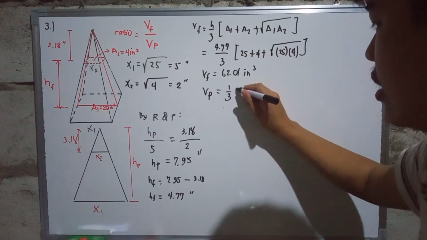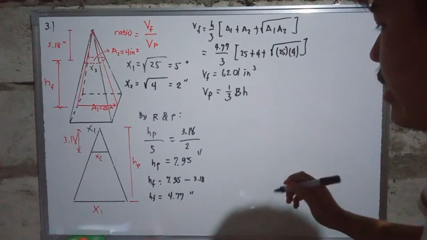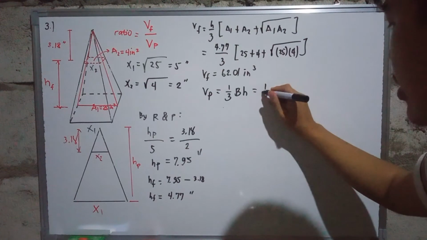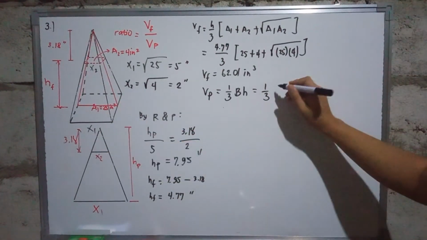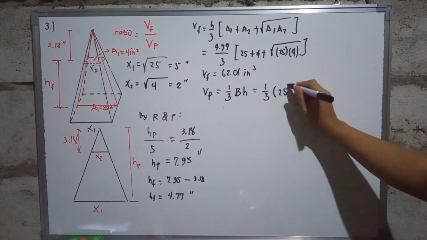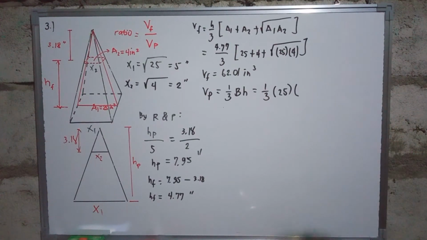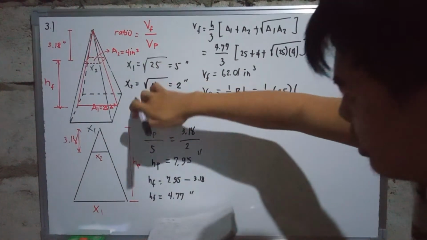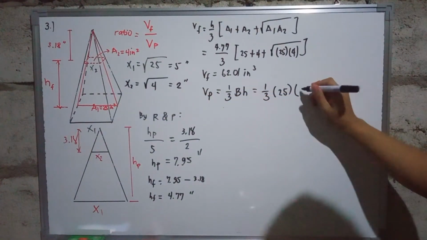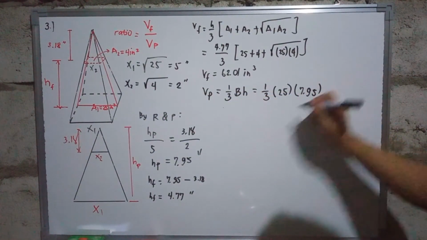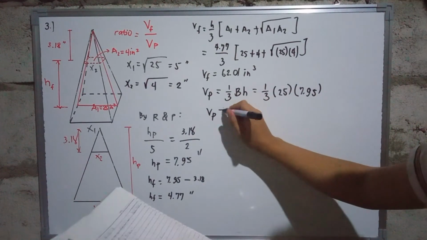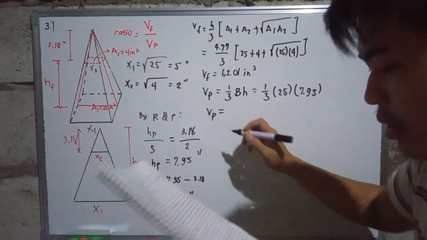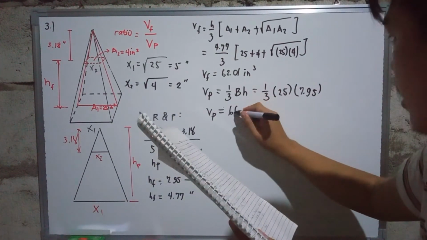1/3 of the base multiplied by height. So, 1/3. So, ano yung base natin? 25, yung square. Multiplied by yung total height natin. Wherein yung total height natin is 7.95. So the value of the volume of the pyramid is now equal to 66.25.